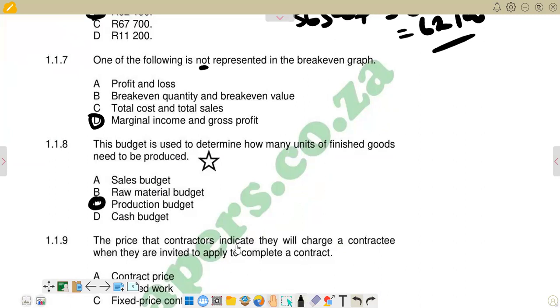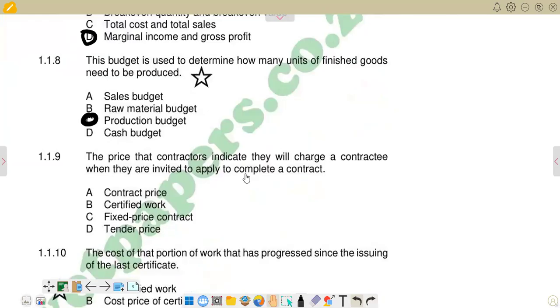Then we're going to move on to the next one. The price that contractors indicate they will charge a contractee when they are invited to apply to complete a contract. That is the question that we gave there. So you see that that is the tender price. So you see that this is the tender price, which is indicated by D.